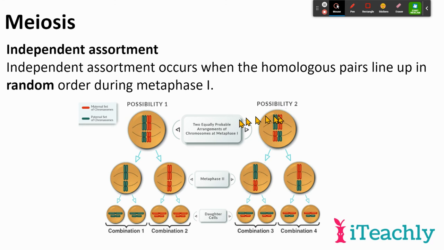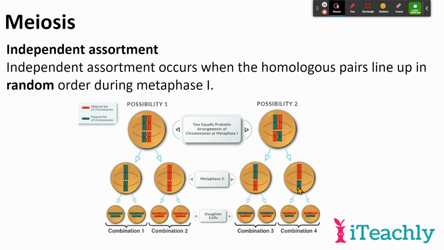But here they lined up differently, right? So this one actually lined up the same, but this one here lined up differently, right? So now the red is on this side and the green is on that side. So then when they get pulled apart, this is going to be from the mom and this is going to be from the dad. This is going to be from the dad. This is going to be from the mom. And then when you separate them again, you are going to have those gametes, right? So now these gametes look different than these gametes. So you can imagine, that gets decided 23 times.